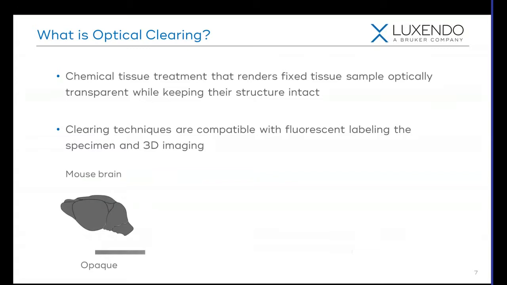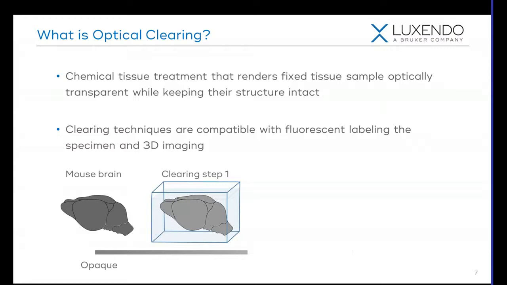Optical clearing in a nutshell, and again, this is a gross oversimplification of this. There are many detailed reviews out there that will go into these protocols in much more detail. But there's typically two steps. So if we take our opaque mouse brain here, the very first step that you'll do for an optical clearing is to do some sort of lipid removal. So we'll incubate the sample in organic solvents or detergents like SDS in order to remove the lipids and all of these scattering elements and get them out of the sample.